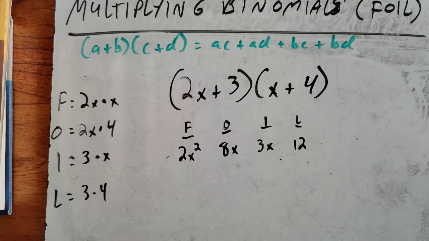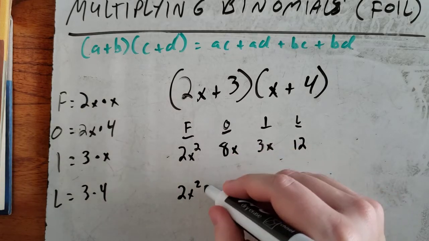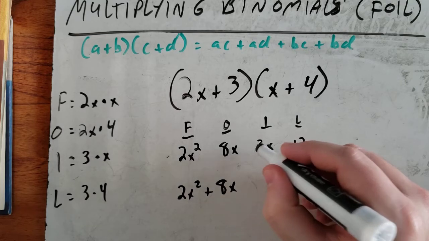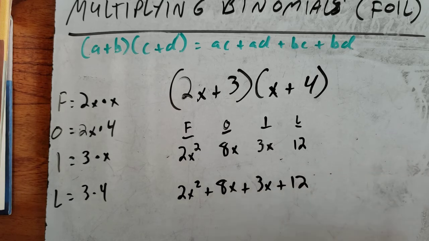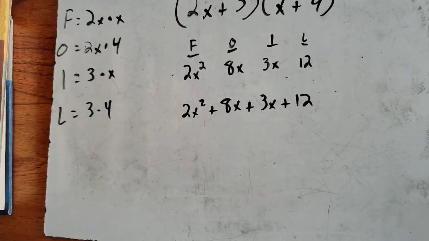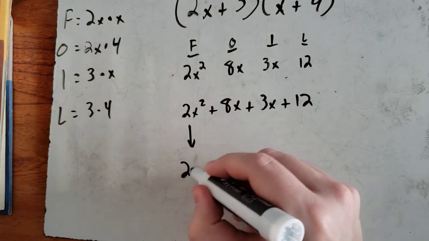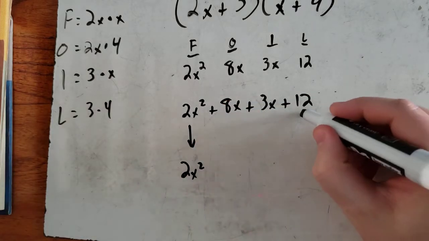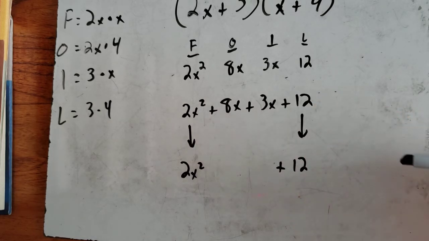So, put it together in an equation. 2x squared, and it's positive, so plus 8x, positive, so plus 3x, positive, plus 12. Okay. Now, same as what we've been doing. Drop down your first because it's 2x squared. That stays the way it is. Drop down your last because it's 12 by itself and it's a plus, so plus 12.